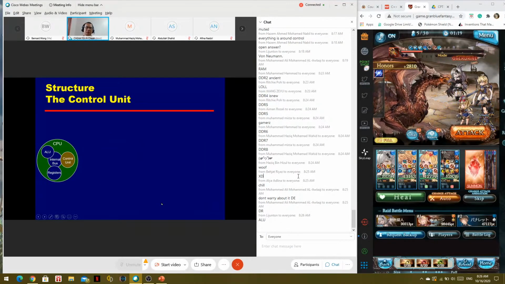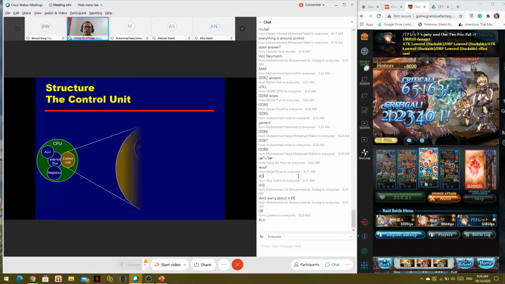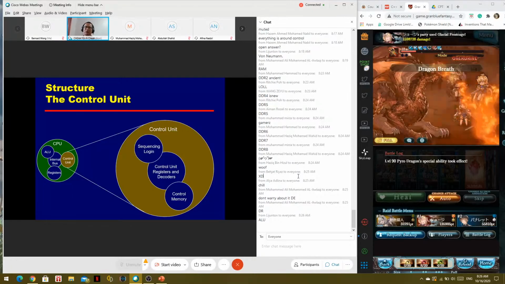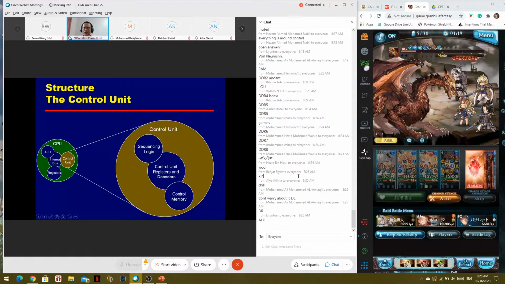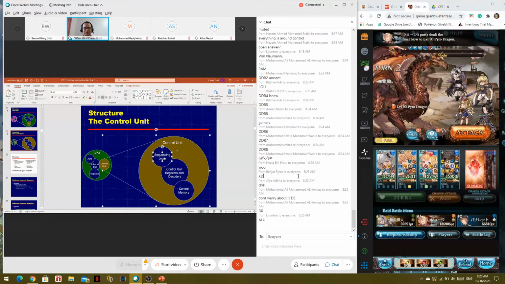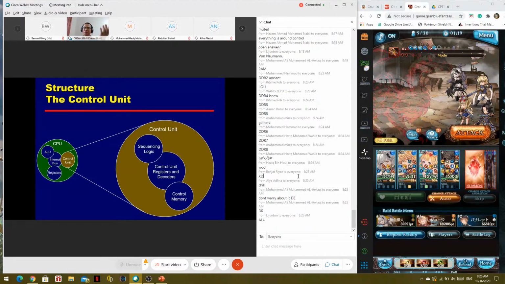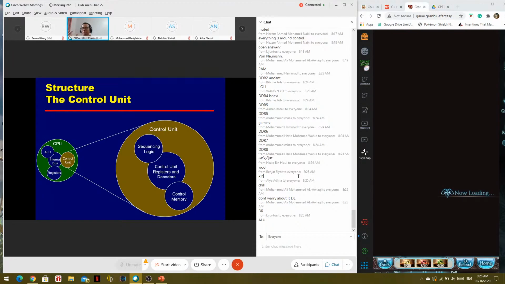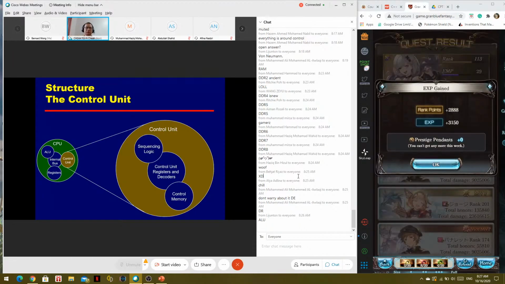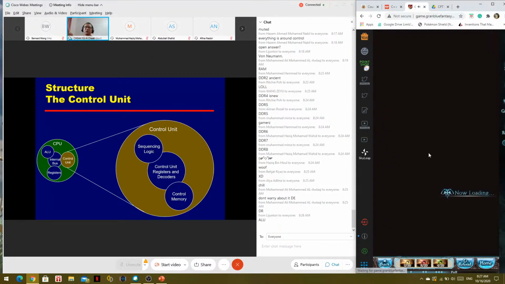Okay. Now, let's blow up the control unit to see what is inside. In the control unit, there is a sequencing logic. Sorry, again, there's a little spelling error here. Okay, so there's the sequencing logic. You also have registers that are dedicated to the control unit. Okay, and of course, there is some memory for the control unit itself. Okay, so these are some of the internal components of the computer in general.